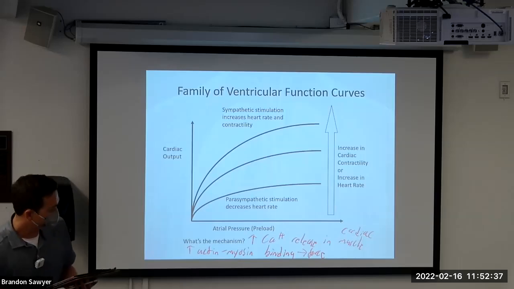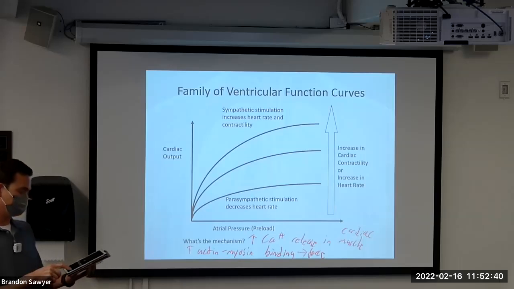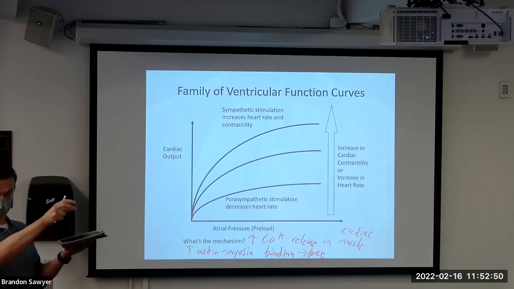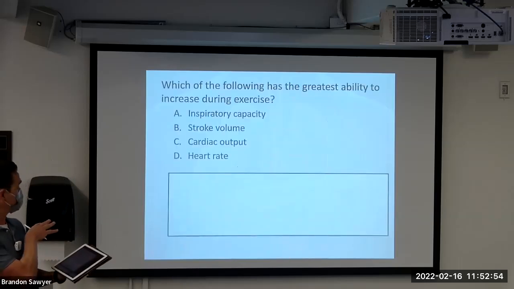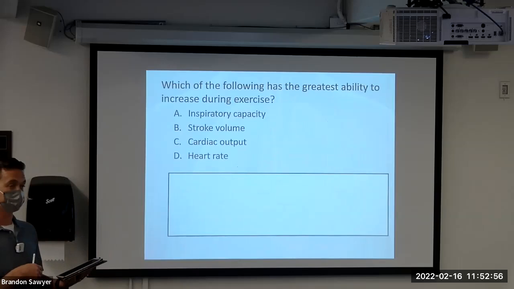Okay, so we've got a couple of things just to look at briefly, just to get you ready for the TBL day. That's really what the last few slides here are. We've talked about all parts of the Fick equation except that AVO2 difference side. We'll skip this question for now because we'll deal with this directly on the TBL day.